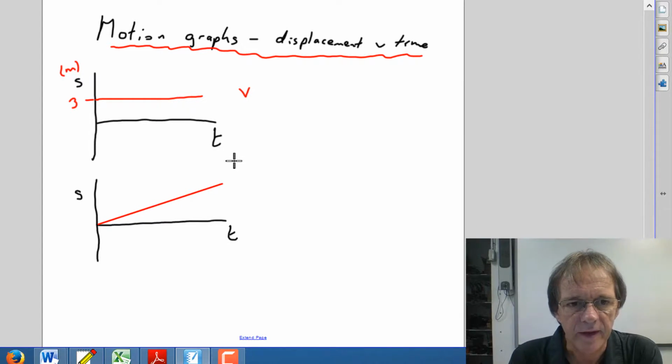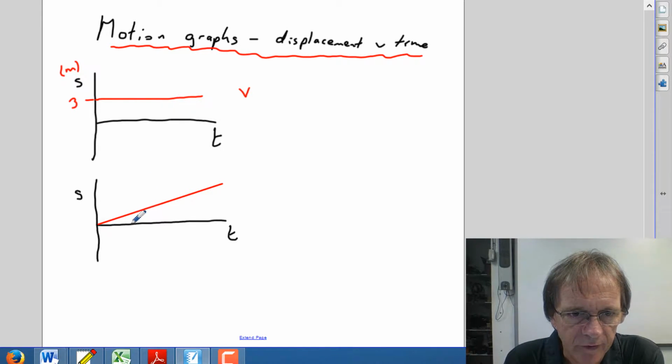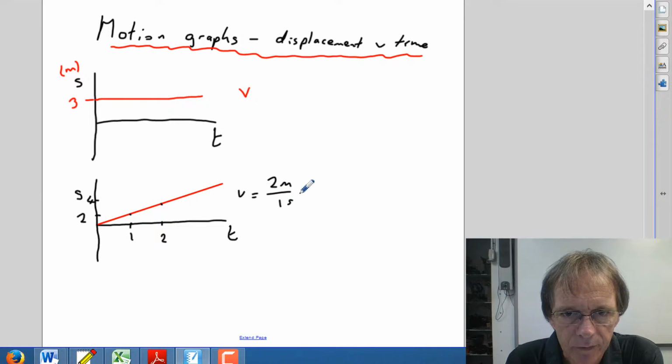So if you get one like this, and it's a change in position of, say, in the first second, 2 meters, and then if you check the second, it may go up to 4. So in the first second it's travelled 2 meters in 1 second. So the velocity, displacement over time, should be 2 meters per second.